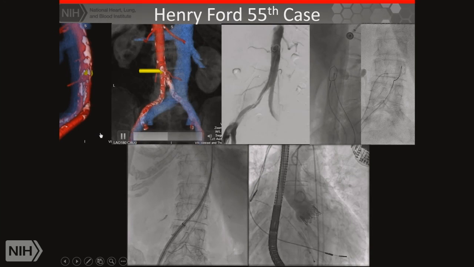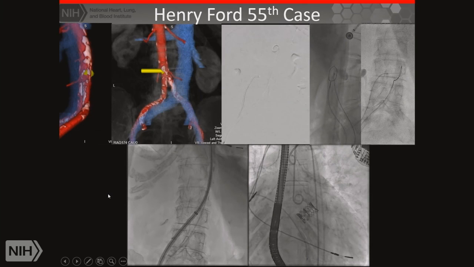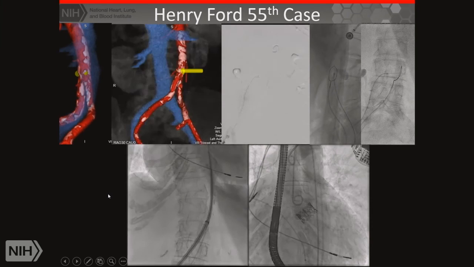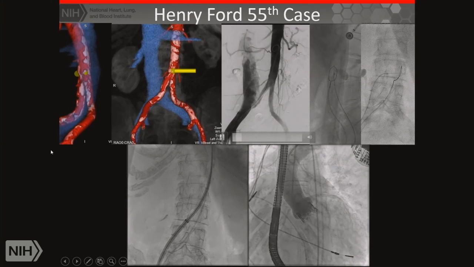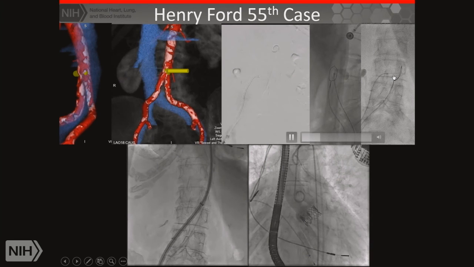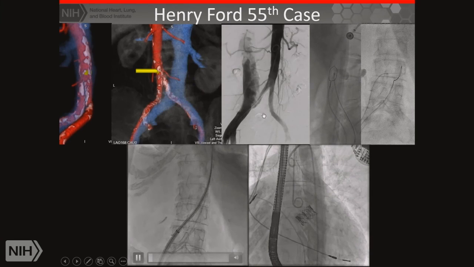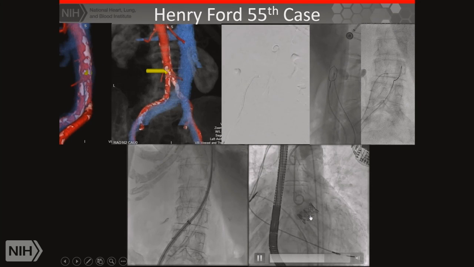This is the 55th patient to have this procedure at a hospital in Detroit where I've been working to bring this into clinical practice. This is a patient who needed transcatheter aortic valve replacement, but whose leg arteries were simply too small. And so we use a technique that I mentioned to put a tube from the vein into the aorta, and then the transcatheter aortic valve replacement procedure went fine.